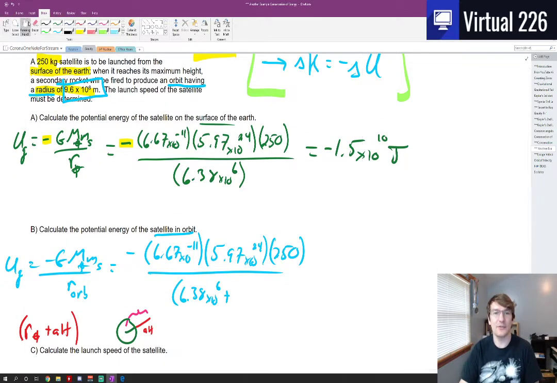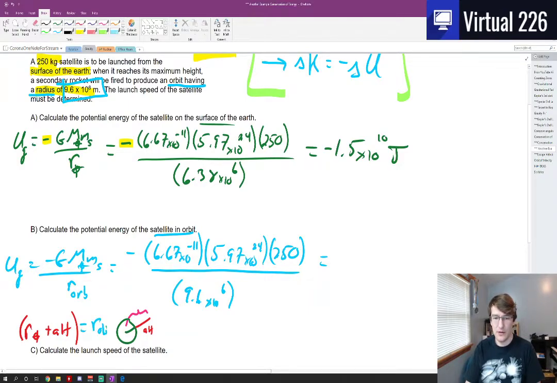They didn't give us an altitude here, which is nice, because now we can just say we know what the radius is. It's 9.6 times 10 to the 6th meters. If they gave us an altitude, we'd have to make sure we added, but they gave us the radius of the orbit. So let's just shove these numbers together, see what we get.